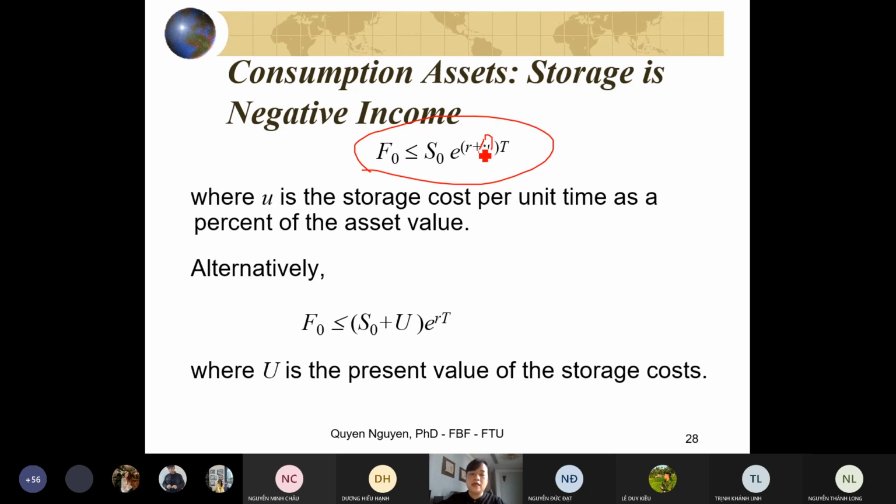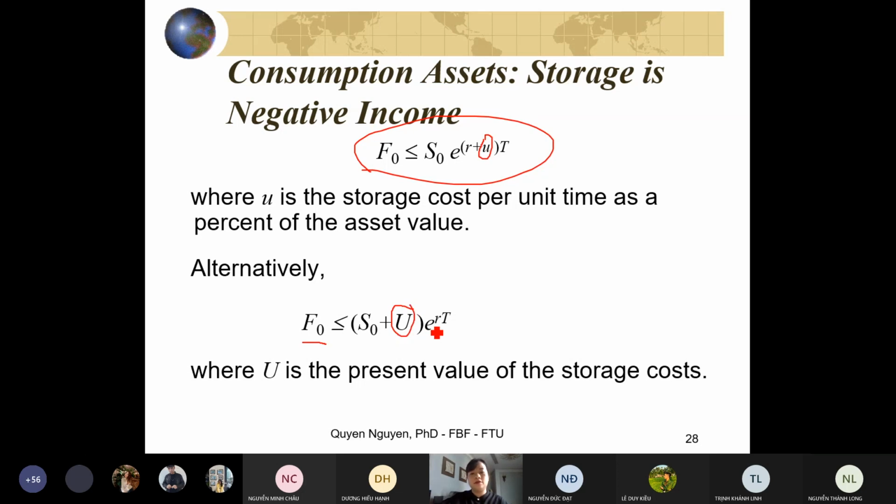And if U is expressed as an absolute value, which means that we pay money upfront rather than expressing it as a percentage, then the formula would change a little bit. We would have F0 less than or equal to S0 plus U. So U is a storage cost.